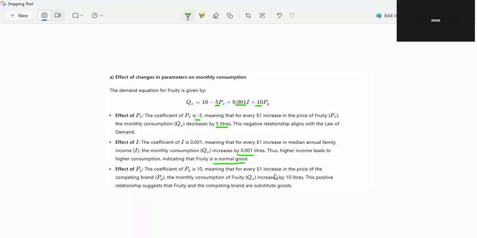Then here, what does this 10 parameter mean? For every 1 kwacha increase in the price of the competing brand, consumption for fruity will also increase by 10 liters. So this positive is suggesting that this is a competing brand, and the competing brand is a substitute good. You can tell that this is a substitute good just from what I explained. Are we together? Does it align with the principles I was talking about?